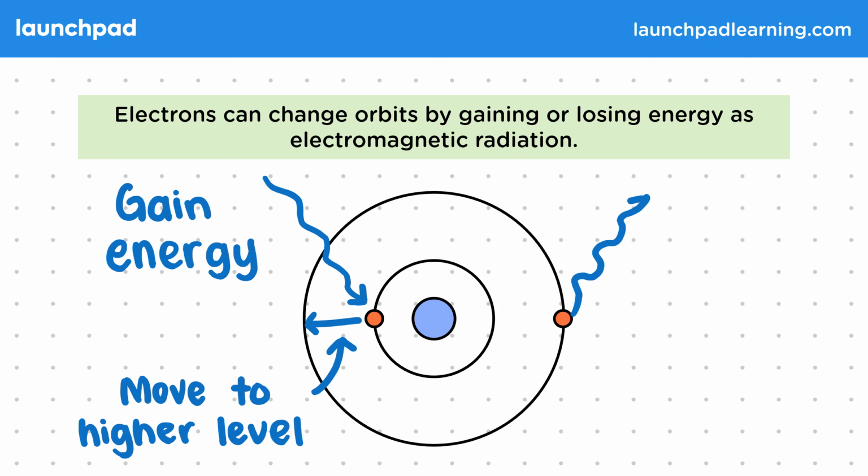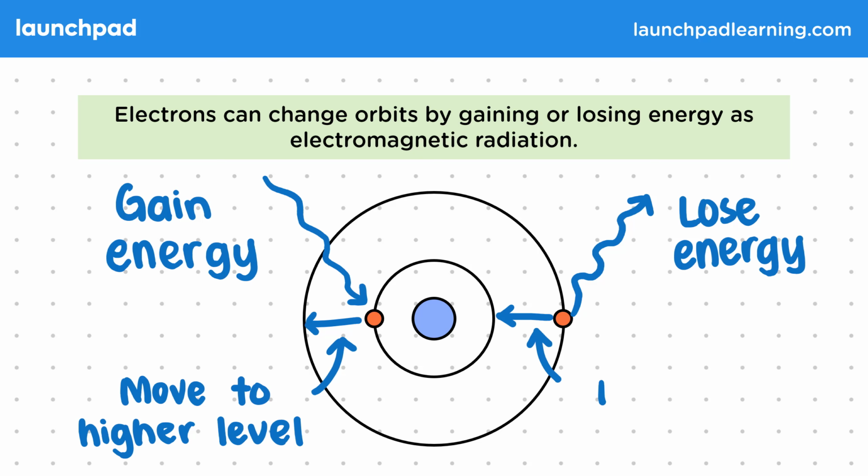An electron can also release electromagnetic radiation. If it does this, it can then move to a lower energy level. So what evidence was there to support this theory?